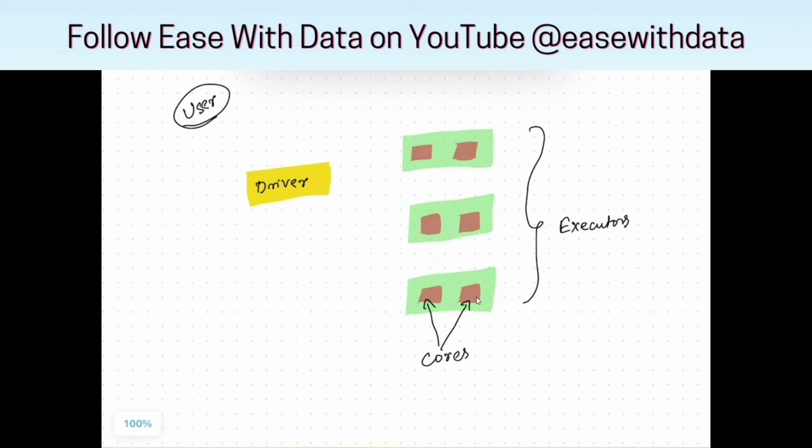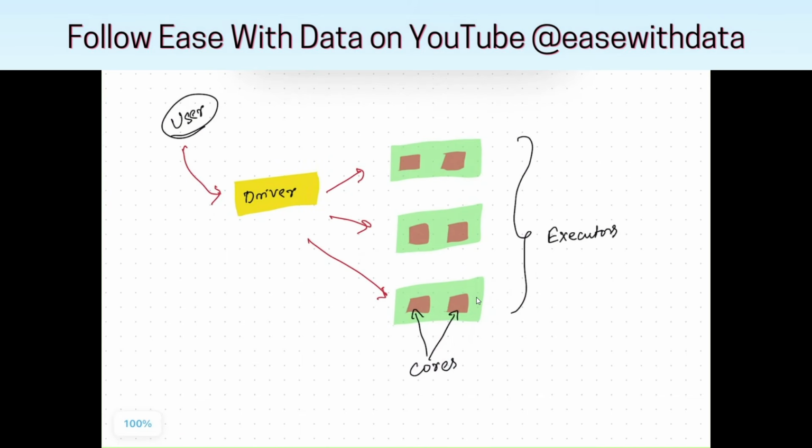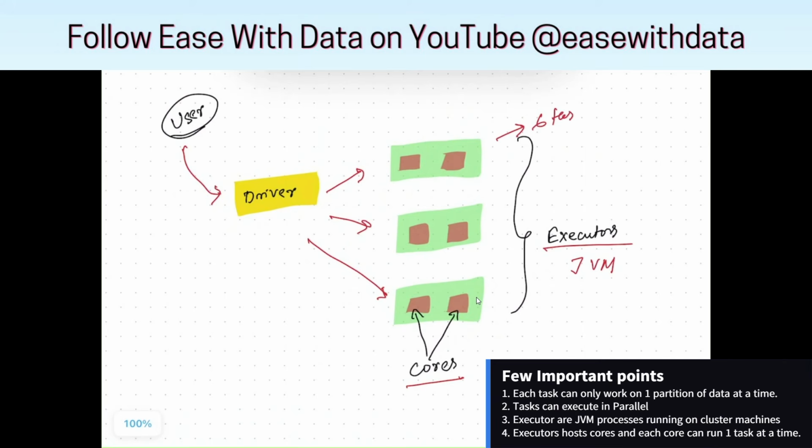Let's summarize what we have learned till now. A user assigns a job to the driver. The driver in turn analyzes, distributes, and breaks down the job into stages and tasks and assigns them to executors. Executors are basically JVM processes. These run on the cluster machines and consist of cores. Now in this example, we have 6 cores and 3 executors. All the 6 cores can run in parallel and perform 6 tasks at a time. We also need to remember one core can only do one task at a time. So 6 cores running in parallel would do 6 tasks at a time. And this parallel nature is something that gives Spark the capability of parallel processing.